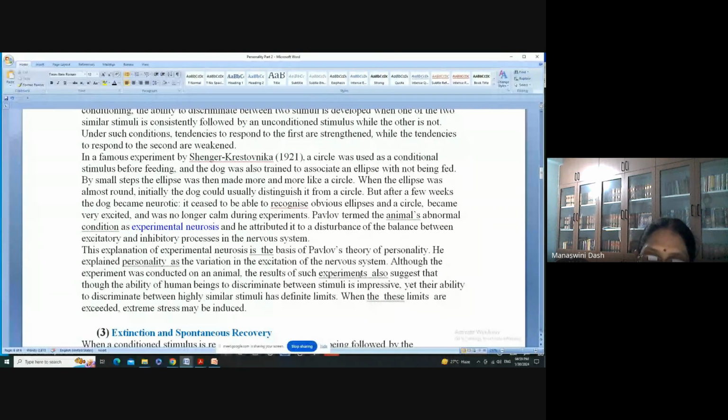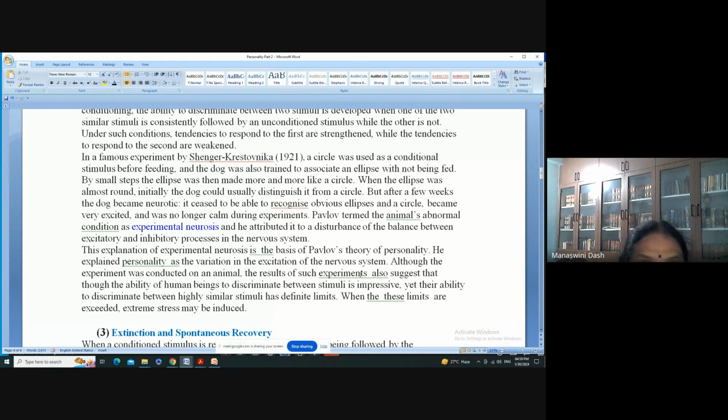So the balance between the excitatory and inhibitory potential in the nervous system gets disturbed due to this procedure, and experimental neurosis is produced. This explanation of experimental neurosis is the basis of Pavlov's theory of personality. He explained personality as the variation in the excitation of the nervous system.